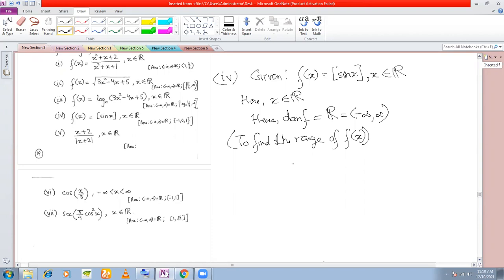Okay. So once we have found out the domain, now we proceed to find out the range. So how do we find out the range? We see that here the technique is a little different. We see that because sin x must lie between -1 and 1, right? You all know this.